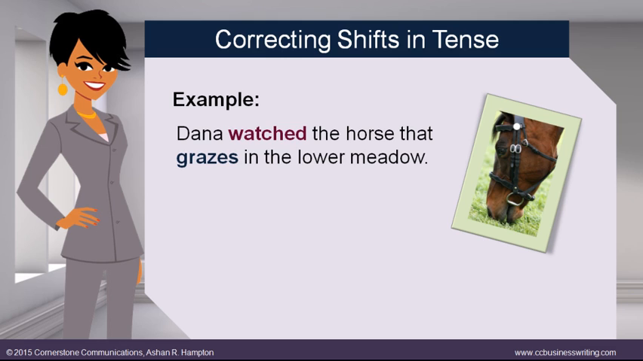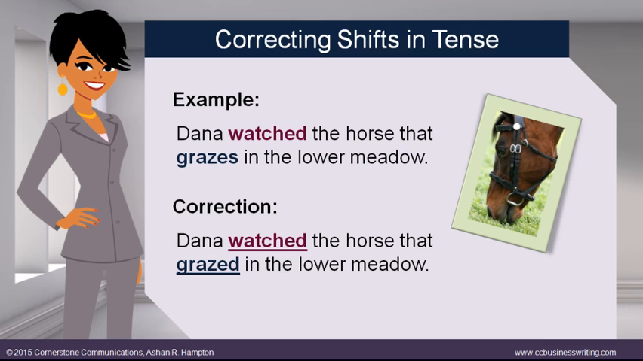Okay, another example. Dana watched the horse that grazes in the lower meadow. Can you see how we need to fix these verb tenses? Correction, Dana watched the horse that grazed in the lower meadow. Now you might be asking, why did you choose the past tense? Why didn't you just make them both in the present?